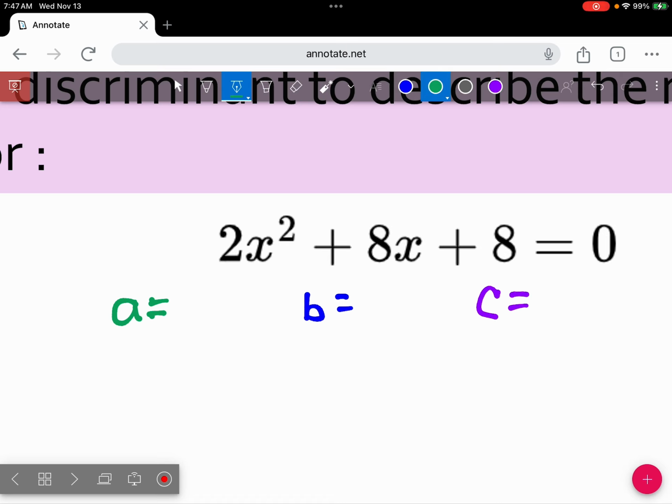Because what is our A? 2. It's the one in front of the x squared. What is our B? 8. And what is our C? 8.